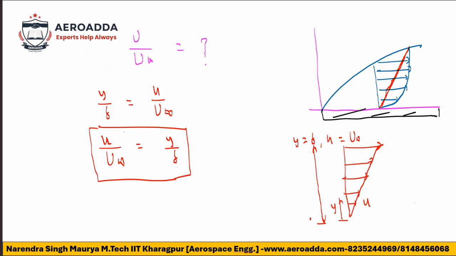This way you can say it's a linear variation, y by delta. If y is 0, u will be 0. If y is delta, u will be u infinity. So here you can write u infinity, which is constant, times y by delta, which is varying. Now check the boundary condition. If y is 0, u is 0. True. If y is exactly delta, then u will be u infinity. Means it is satisfied. So this is the linear variation. Now you got u by u infinity equals y by delta, and your problem is sorted.